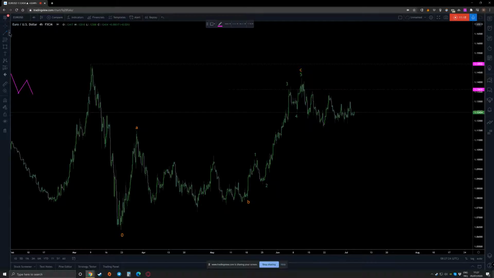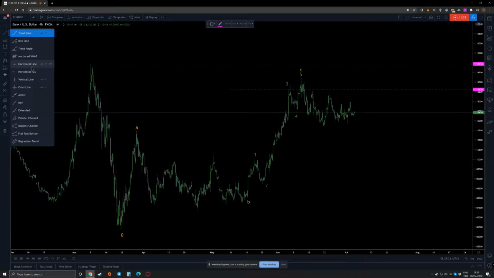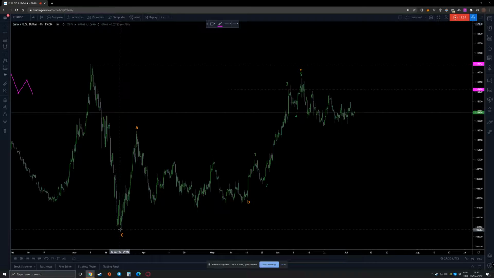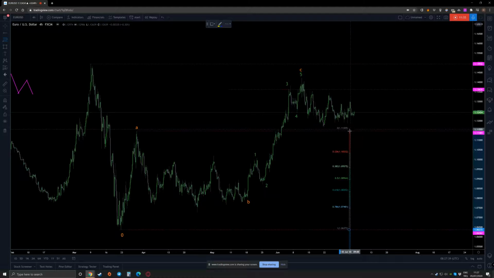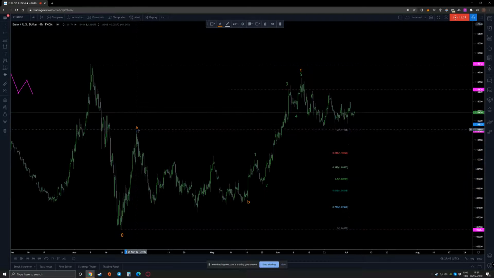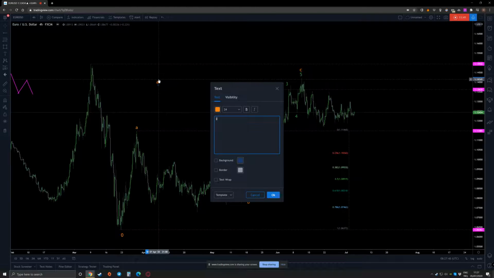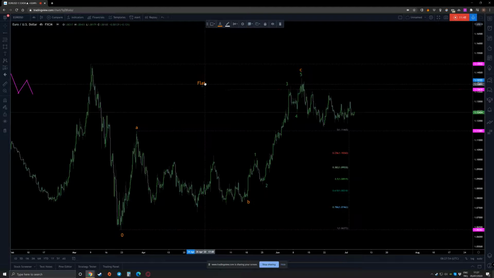If this is the starting point for our wave 0A, what do I do? I take my flip tool from the start to the end. Now where do we come? Well, the B wave goes to 61.8. It means that whatever I'm looking for in the orange color is actually a flat pattern. Okay, good. So everything is good.